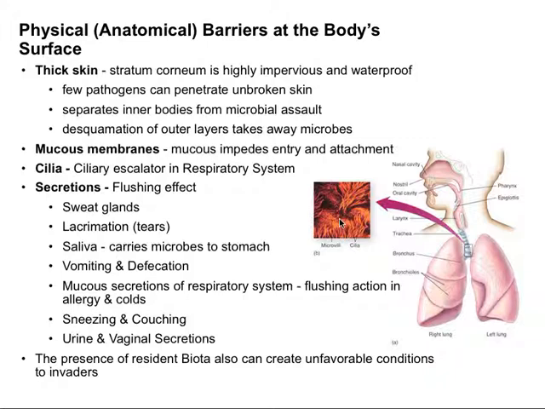Another external barrier are all sorts of secretions. These secretions have flushing effects, like our sweat glands flush our skin, removing microbes along the way. We have tears that are constantly released across our eye membranes, the process of lacrimation. This is tearing and blinking that flushes our eyes. Our saliva carries microbes constantly from our mouth down into our stomach. The high acidity of the stomach kills most microbes.